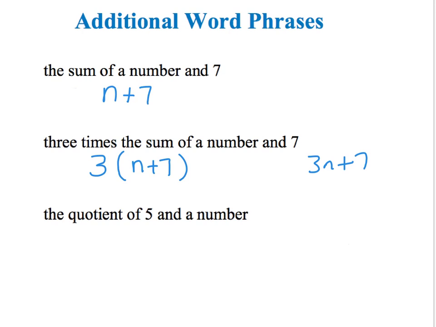The quotient of 5 and a number, so when you have that occur, make sure you put the number that comes first in the numerator. So that would be 5 over n, or we could write 5 divided by n. If it was the other way around, it would say the quotient of a number and 5. But since the 5 comes first, that goes in the numerator.